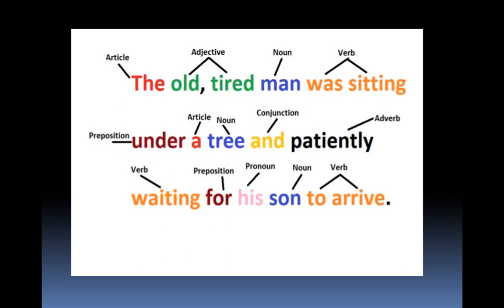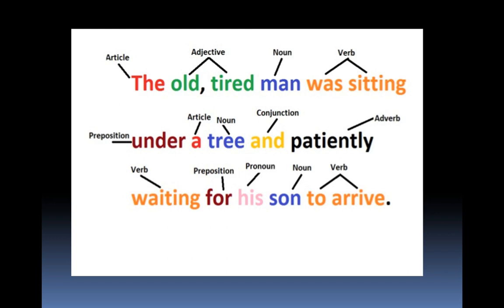The next two words are adjectives. As we have learned recently, adjectives are those words which describe the noun, right? Now what is the noun? The noun is man. The noun man is being described by these two words, old and tired. How was the man? The man was old, the man was tired. So these two are describing words, so these two are adjectives.